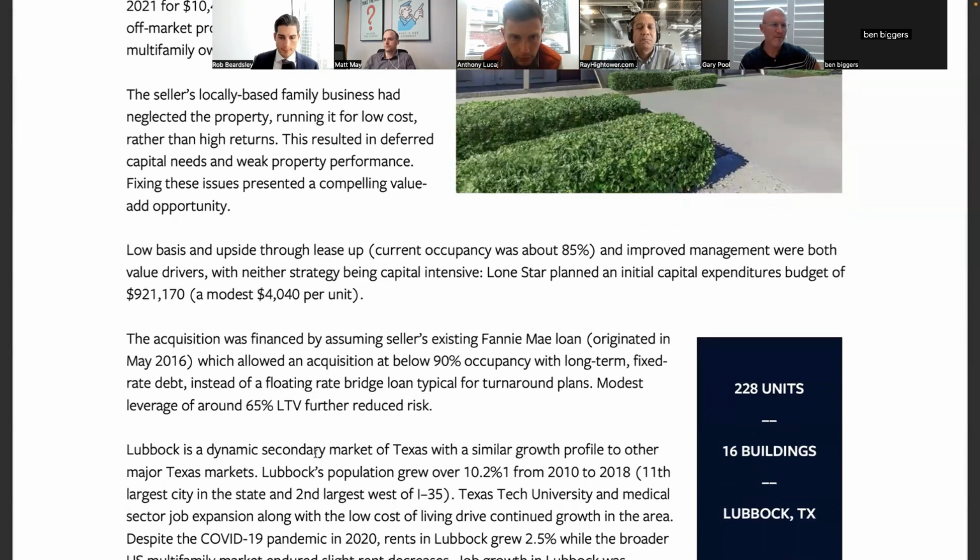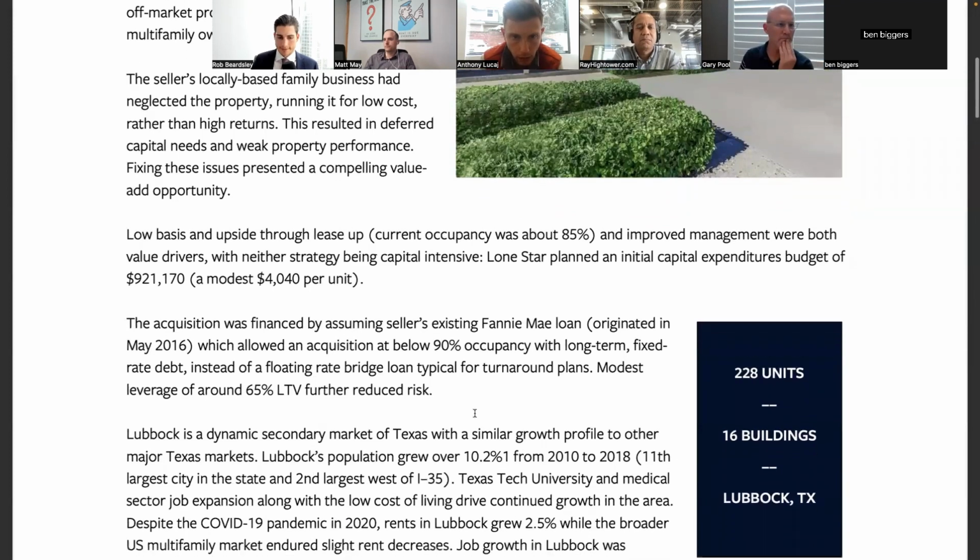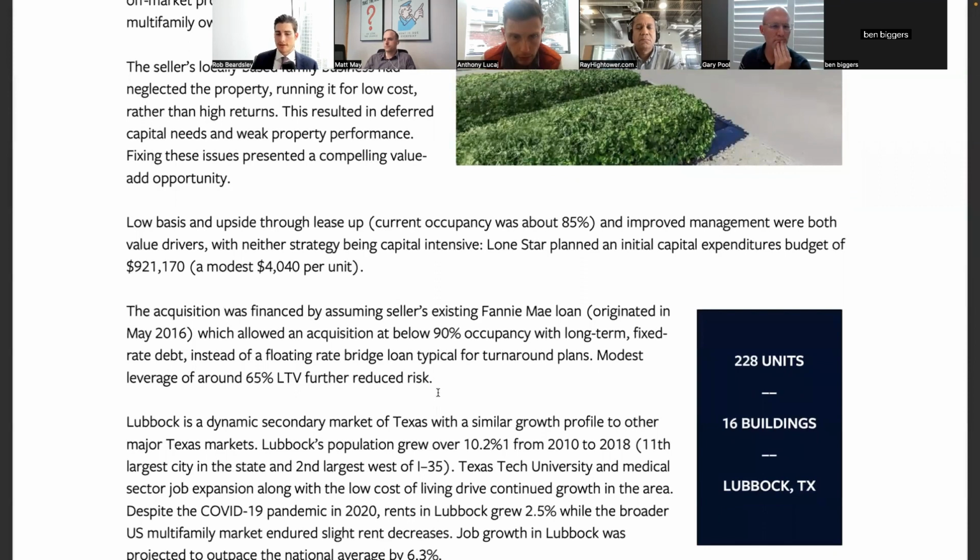And so we were able to implement the business plan, and the benefit of this opportunity was the loan assumption, which I really liked about the deal, because the deal wasn't in trouble or anything, but it was certainly below 90% occupancy, right? And typically when you're buying a value add deal like this, you would need to put on a bridge loan. A bridge loan would be more expensive. A bridge loan would be more risk because it's shorter in maturity. And of course, it's floating rate typically.